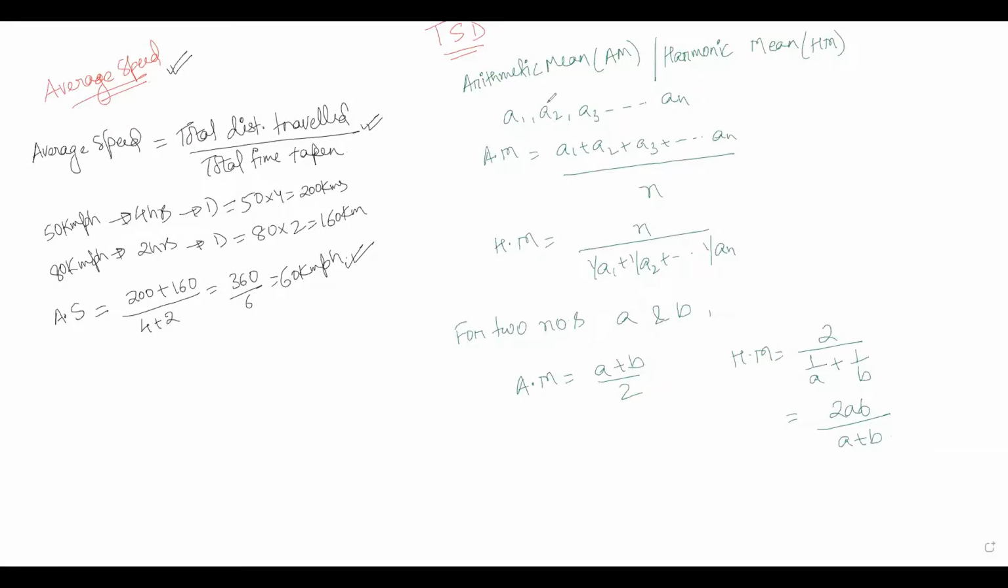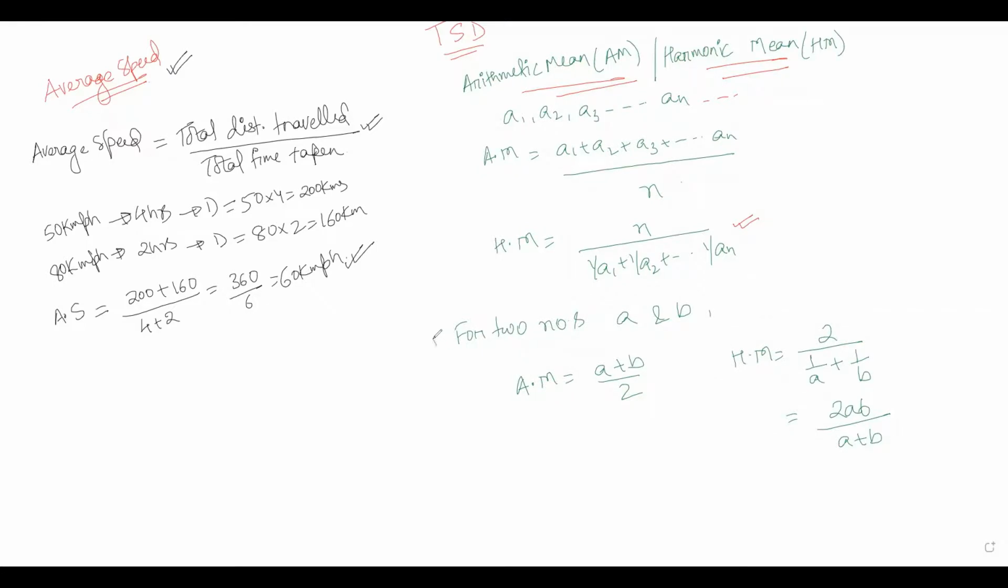Now, before moving ahead, let us see what is arithmetic mean and harmonic mean. Suppose I have n numbers a1, a2, a3 till an, then the arithmetic mean of these n numbers is simply the sum of all these numbers upon the total number of numbers, that is n in this case. And the harmonic mean is given by the total number of numbers upon the sum of the reciprocal of all the numbers.